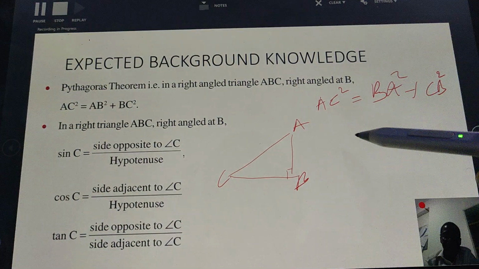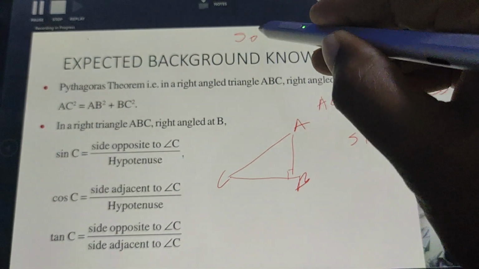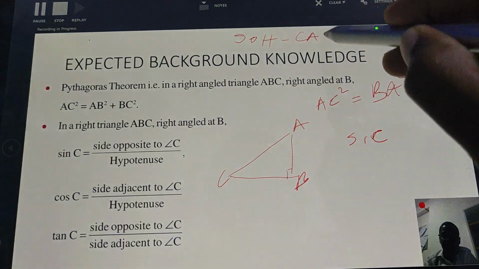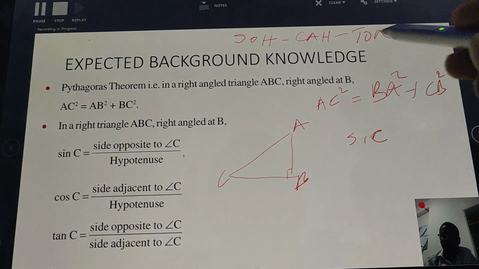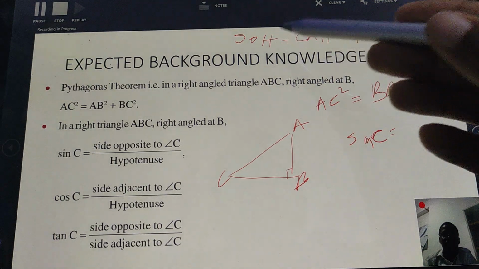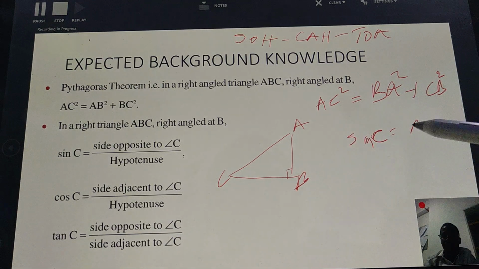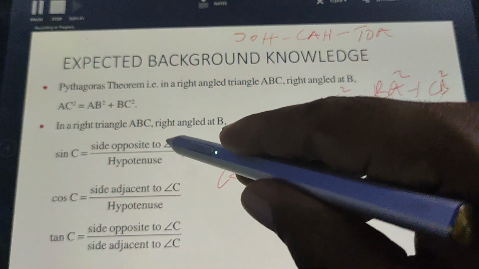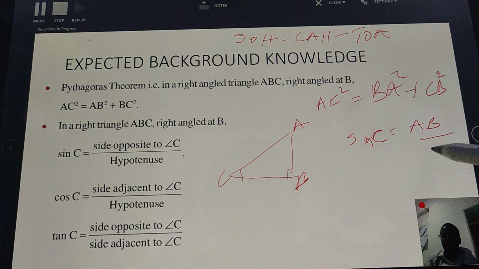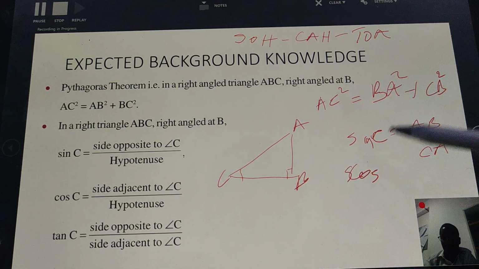And our ratios, you remember sine C. We use SOHCAHTOA to memorize our formulas. So sine C: O stands for opposite, H stands for hypotenuse. Opposite in this case is AB, the side opposite to angle C. That's our angle, right? AB. Hypotenuse is CA. That's sine.